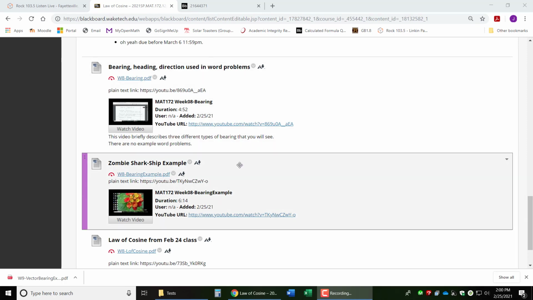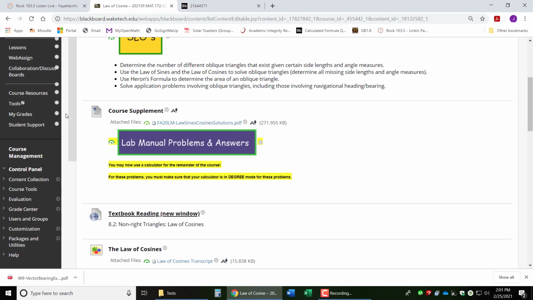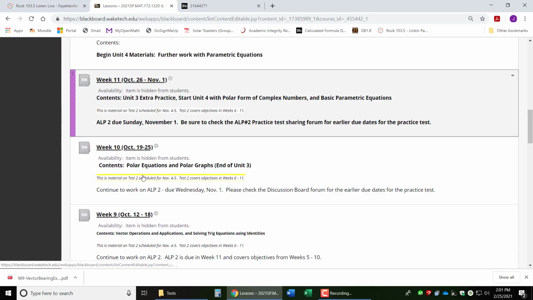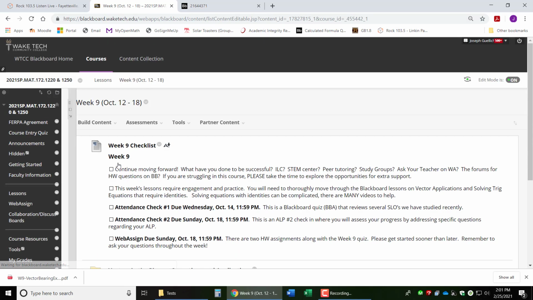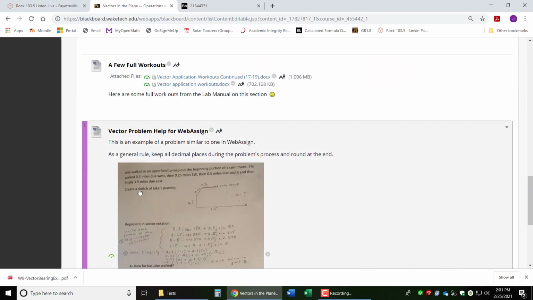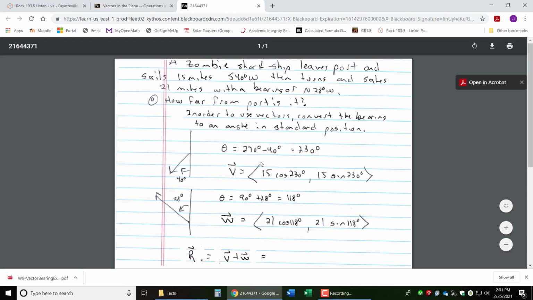Alrighty, so back in week 8, I did an example with the bearing using the law of cosine. And for vectors, I'm doing the same example. Let's just show there's week 8, and there's week 9. I haven't got the video, but there it is. There you go. See? Okay, you believe me now.